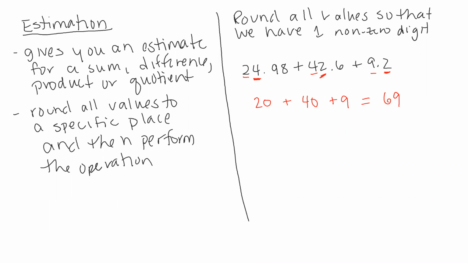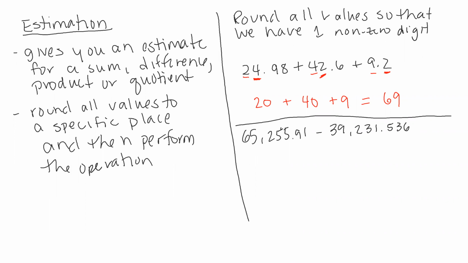And that's how you do your estimation. So by taking out all those decimal places and just having one non-zero digit, it makes it really easy to do the actual addition. What if I had something ridiculous like 65,255.91 minus 39,231.536?